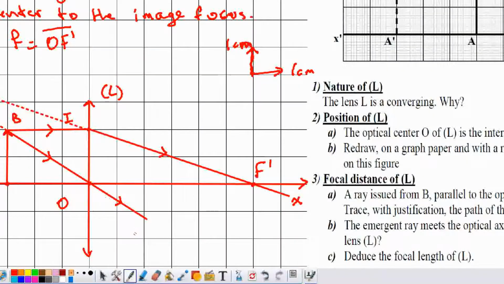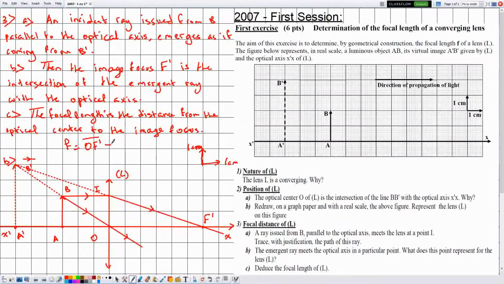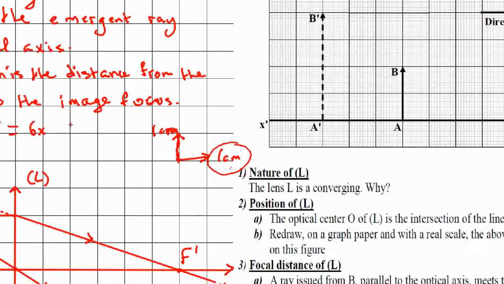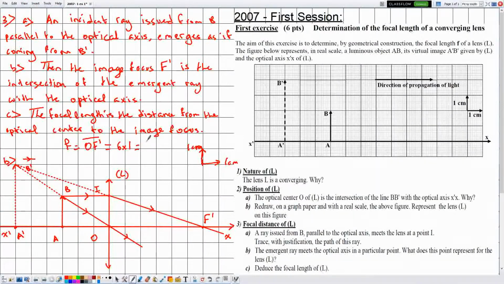Now we count the number of divisions between O and f prime. We have 1, 2, 3, 4, 5, 6, and we multiply by the scale along which we have counted the number of divisions, which is the scale along the x-axis, and this will give me 6. Because the scale is in centimeter, then the value of f will be in centimeter. Always in physics, all quantities must have a unit.